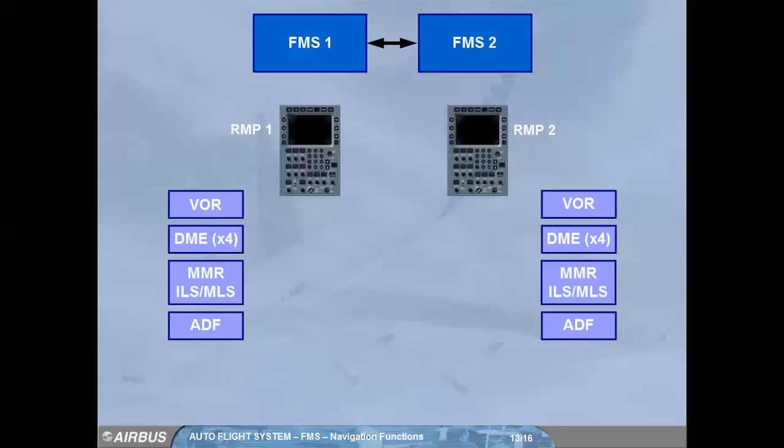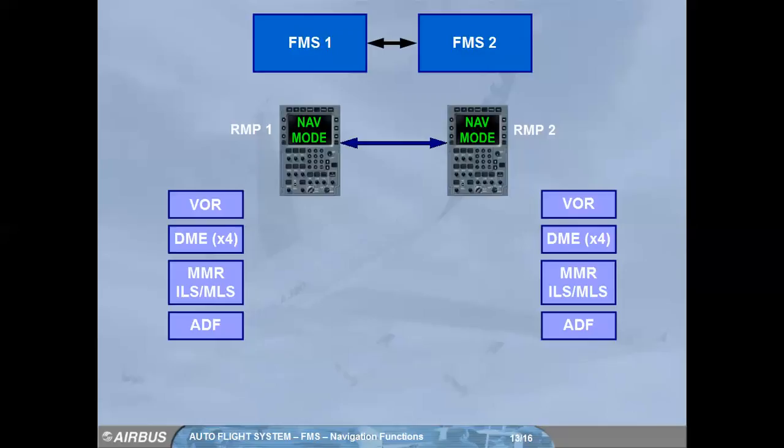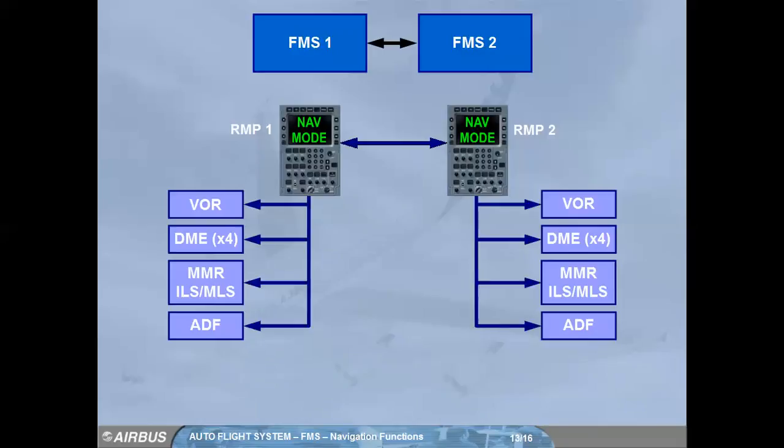The tuning of the on-side navaids goes through the on-side radio management panel to synchronize the navaids tuning between the FMS and the RMP. If at least one of the RMPs is in nav mode, the FMS tuning of the navaids is interrupted on both sides. The RMP then tunes automatically the navaids previously tuned by the FMS. Note, you will find more information about navaids tuning by RMP in the Auto 34 navigation chapter.